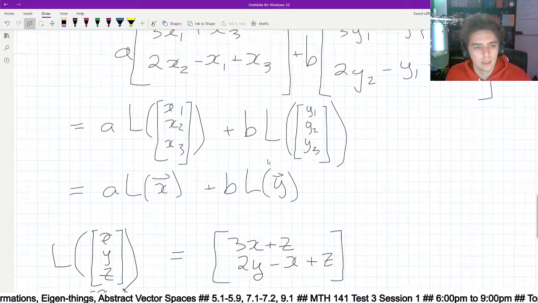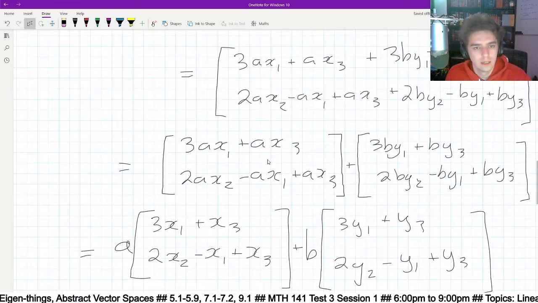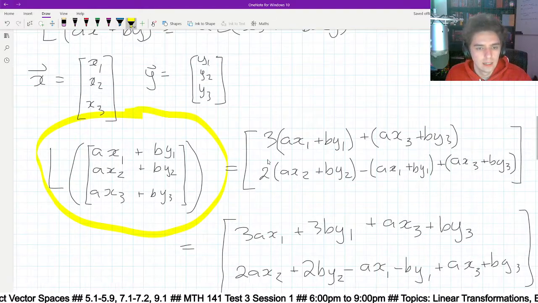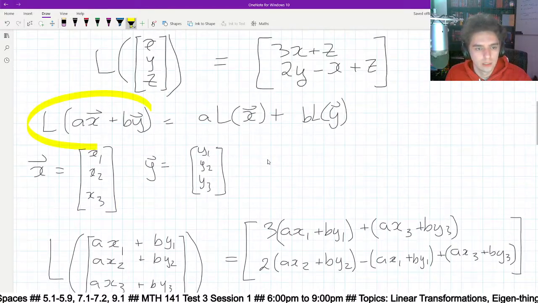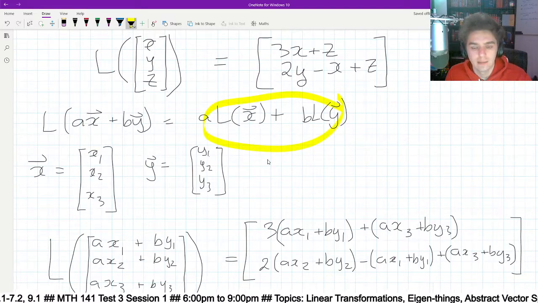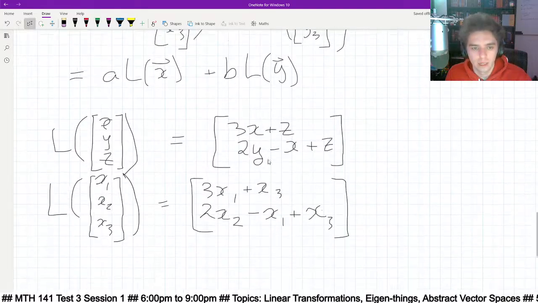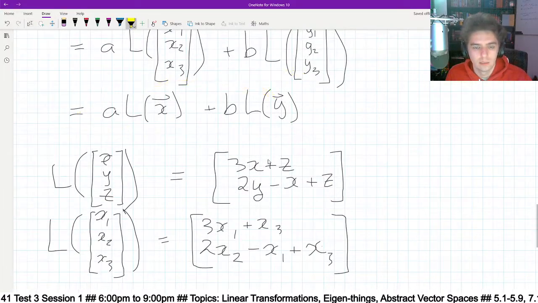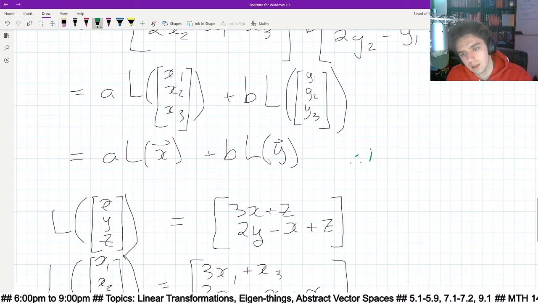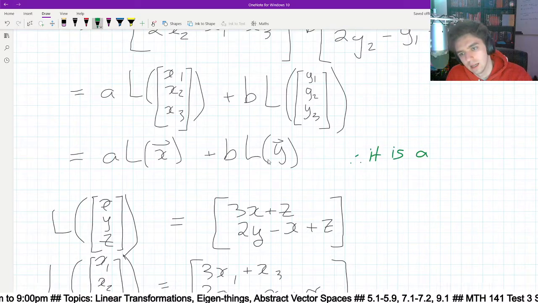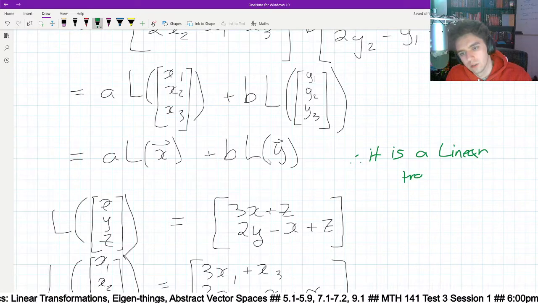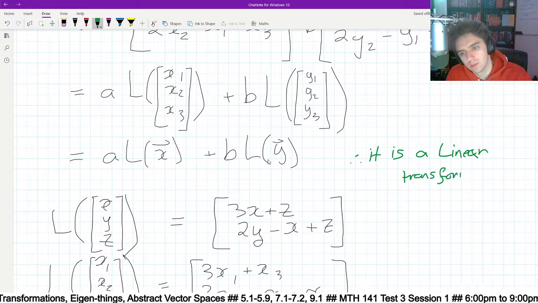Since these are all equal, I've just been forgetting to write the equal signs. What I've proven is that this is equal to a times L of x plus b times L of y. That's what I got down here. So therefore, it is a linear transformation.